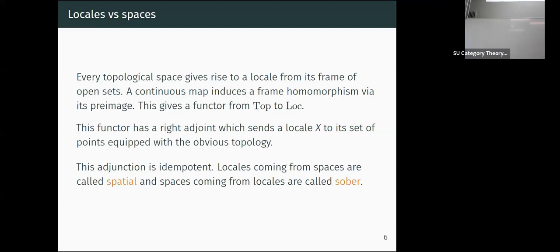You won't get new things, because I guess you're thinking of prime filters, but these are completely prime filters, which is a very strong condition. So the only way you can satisfy it is by actually being a point of the reals, it turns out. So the reals are sober, in particular. So yeah, you don't get anything new.